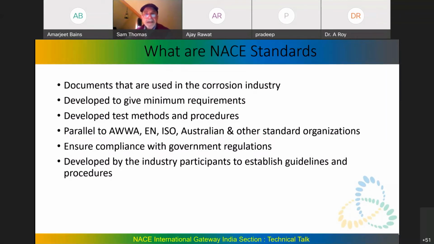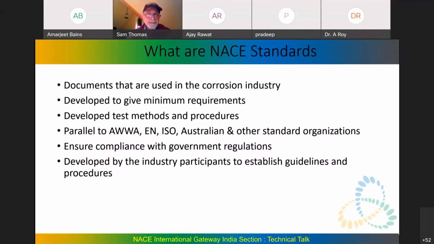NACE standards, I say, parallel some of the standards like the American Water Works Association, AWWA. EN and ISO are much more detailed, but generally they have the same concept in terms of the outline and guidelines of what a standard would consist of. And there are obviously other standards, in Australia, Korea, India, where these standards are used.